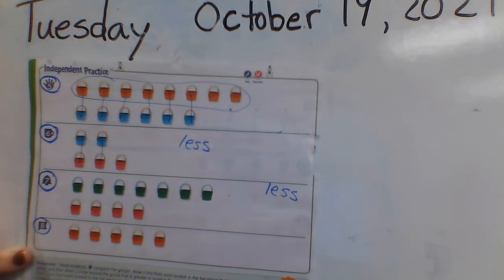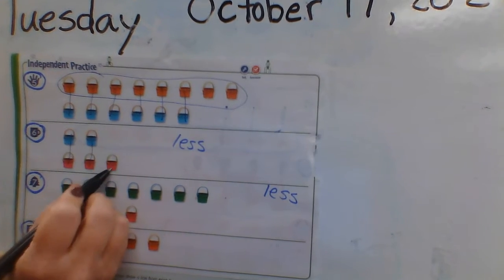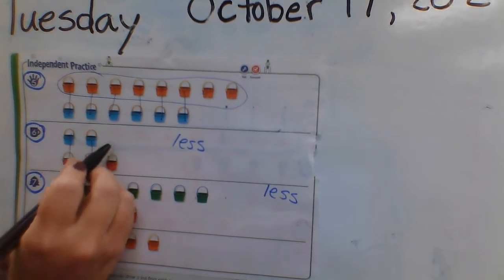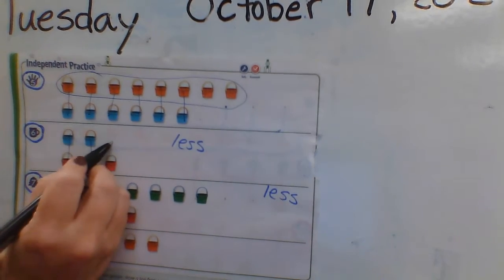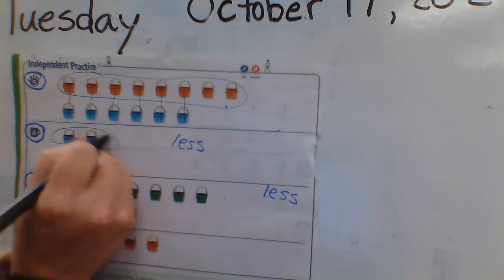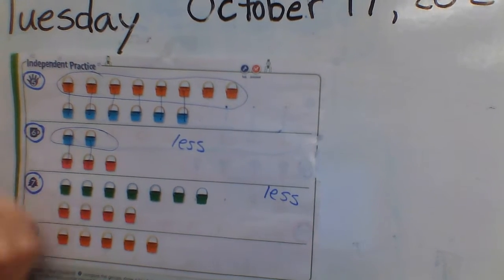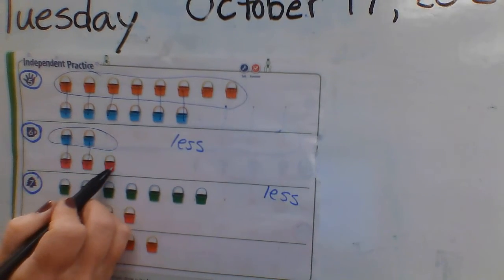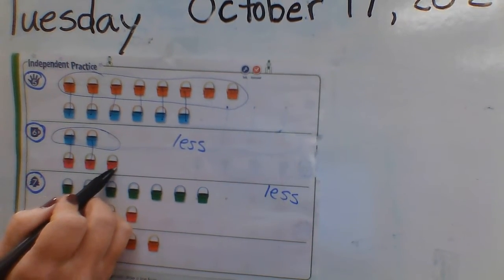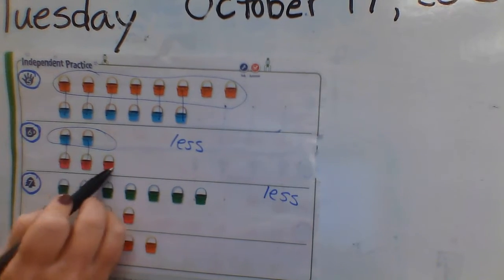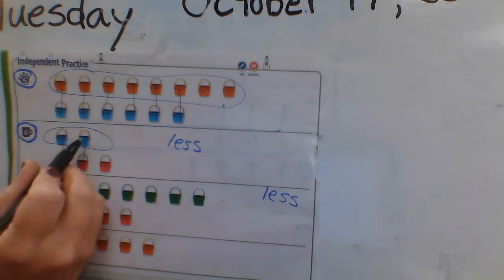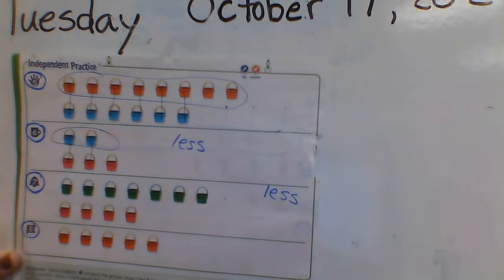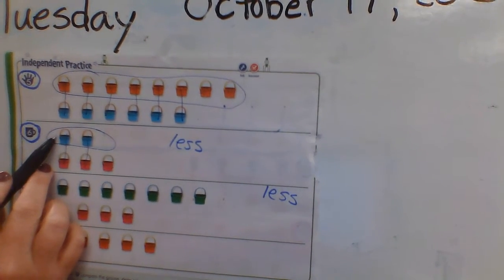And what'd you notice? We have one left over here. We ran out of the blue ones. That means that there are fewer or less blue buckets. I ran out of blue, but I still had some red. So that tells me that there are more red buckets. There are fewer or less blue buckets. So I circled the blue this time because we focused on the group that was less.